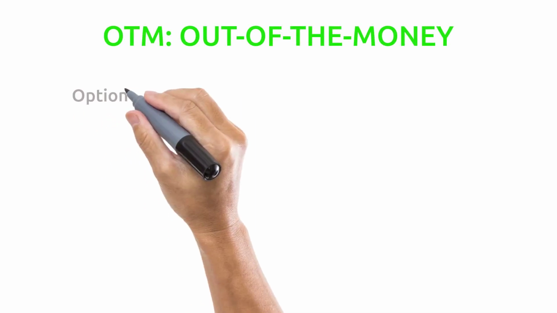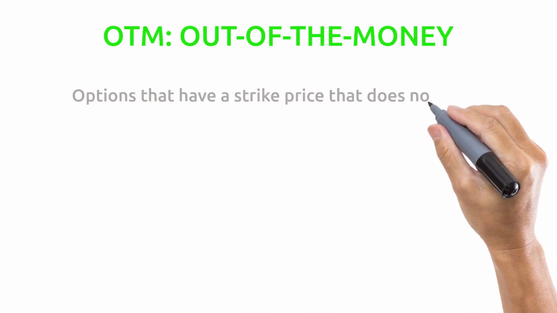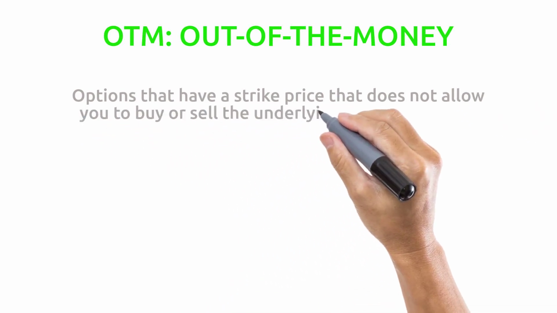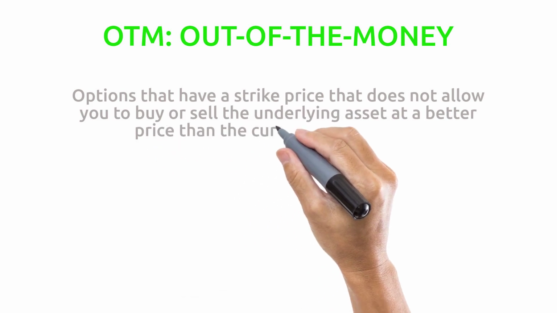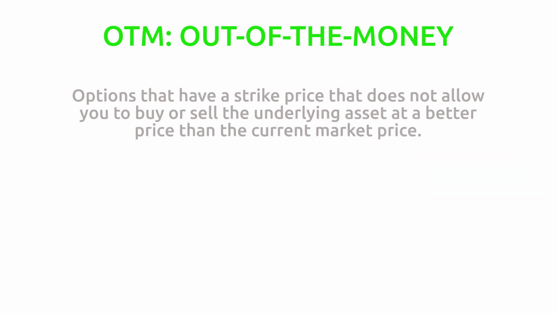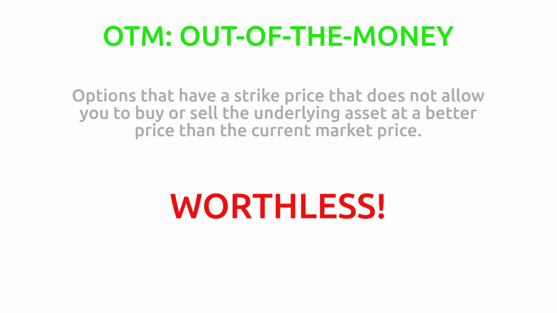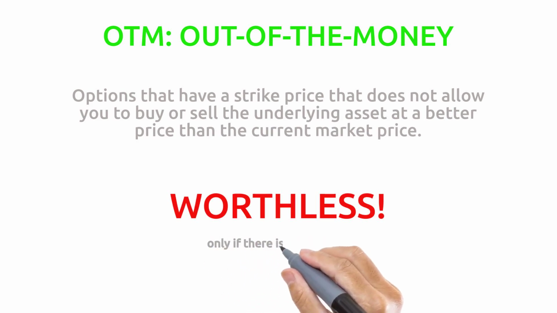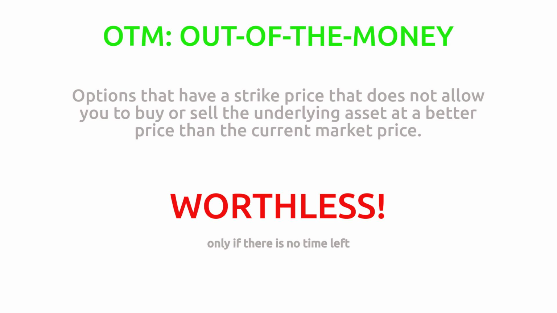In the last section, you'll learn more about in the money and out of the money. You'll learn that out of the money options are options that have a strike price that does not allow you to purchase or sell the underlying stock at a better price than the current market price. Therefore, out of the money options are worthless. Now this is only true if there is no time left on the option.